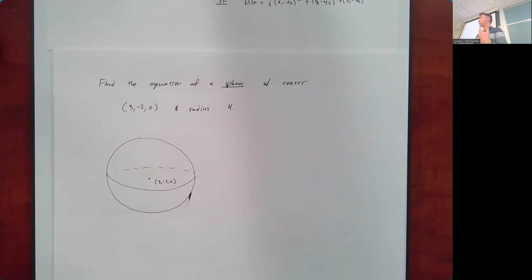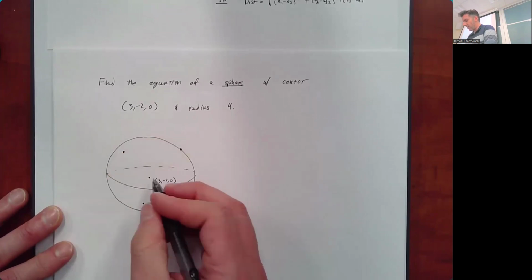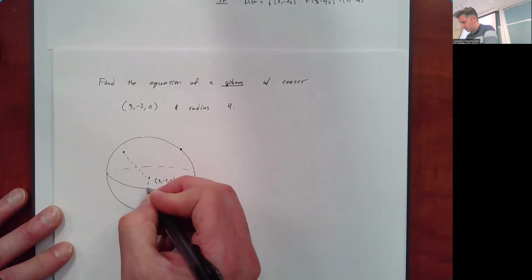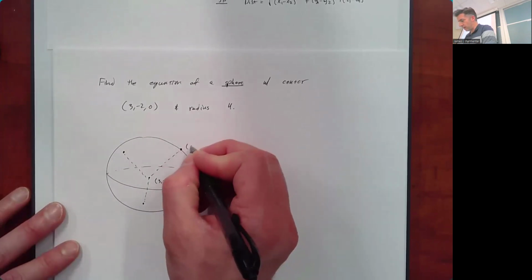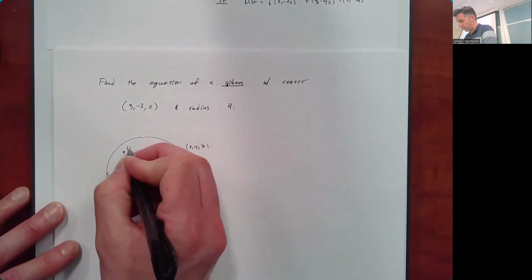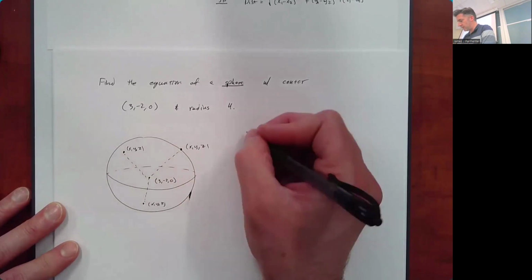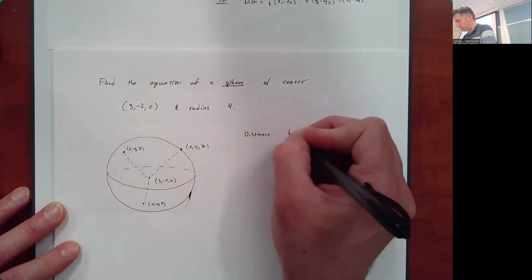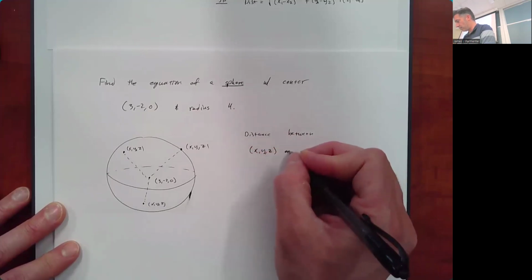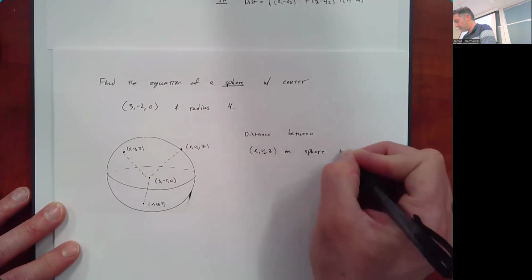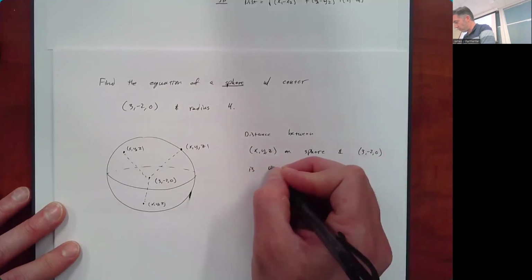And then what should be true about any point on the sphere, whether it's this point here or that point there or that point down there, any one of these points should be a distance of 4 from the center. So whether it's this point (x, y, z), this point (x, y, z), or this point (x, y, z), it should be true that the distance between a general point (x, y, z) on the sphere and the center, (3, -2, 0), is 4.